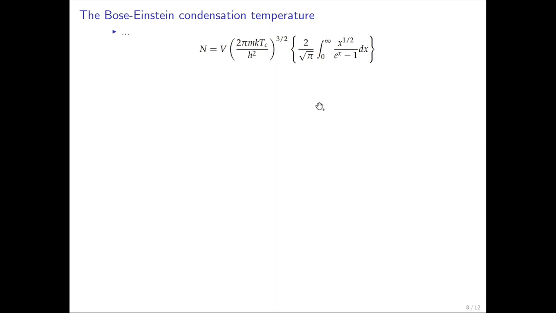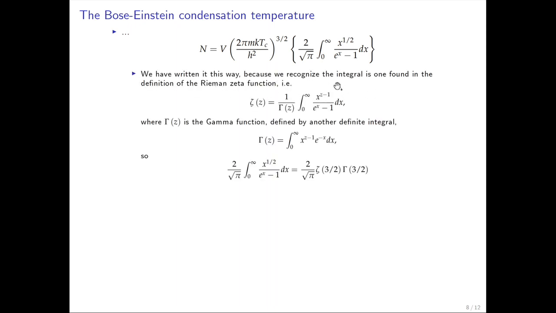I wrote it this way because one recognizes this integral, and it's one that's found in the definition of the so-called Riemann zeta function. You may have had that in another course. The Riemann zeta function is a function of z. This is zeta of z. It's 1 over gamma of z, which is another definite integral, so another number, times this integral, right? And so you can see that our integral here is basically z equals 3/2. Gamma of z is defined through this integral here, but you always know it's actually a definite integral. It's just a number as well.